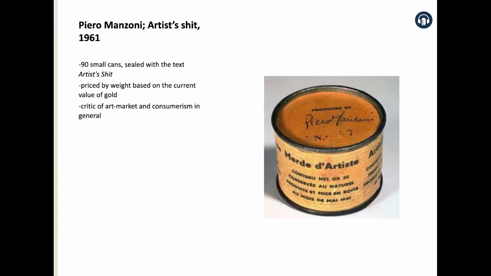And here we have another classic, a very famous work by Piero Manzoni, Art is Shit from 1961, where he made 90 small cans sealed with the text Art is Shit, priced by weight based on the current value of gold, and it was a critique of the art market and consumerism in general.